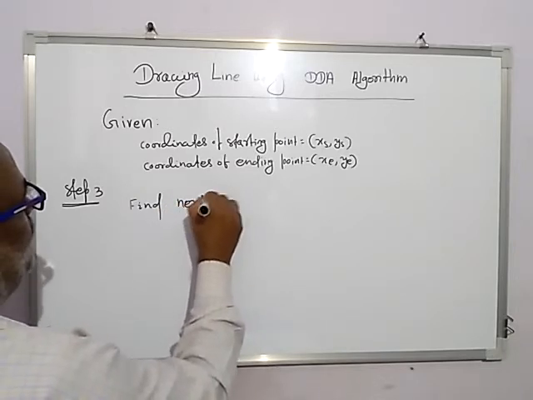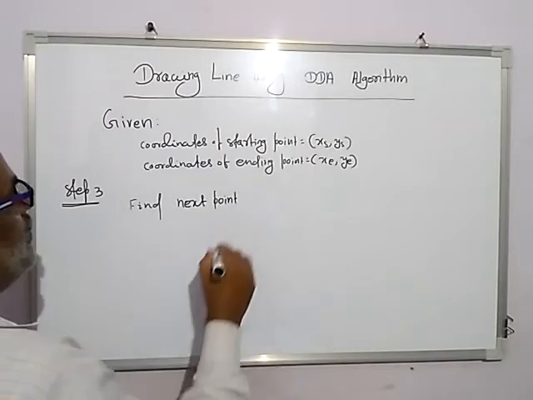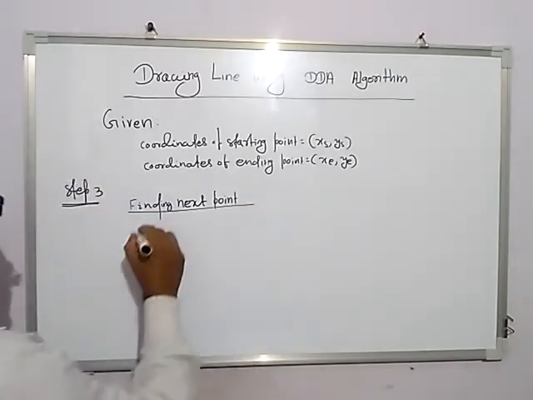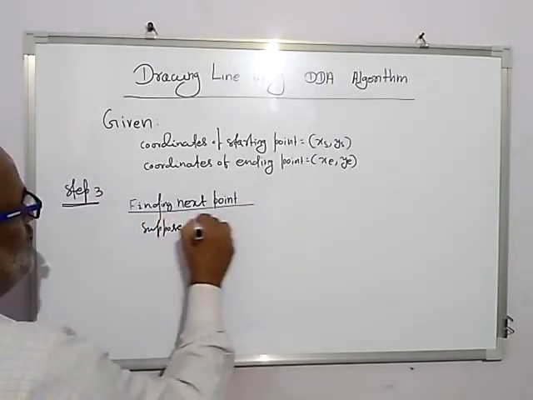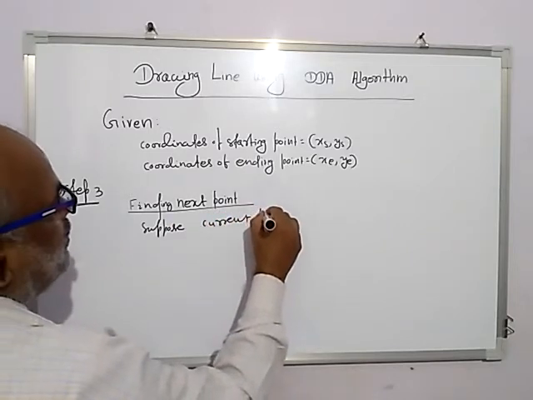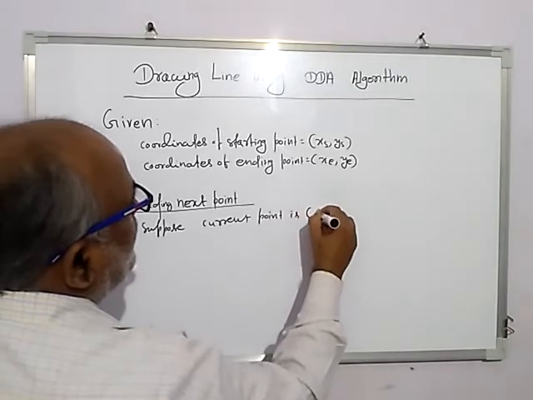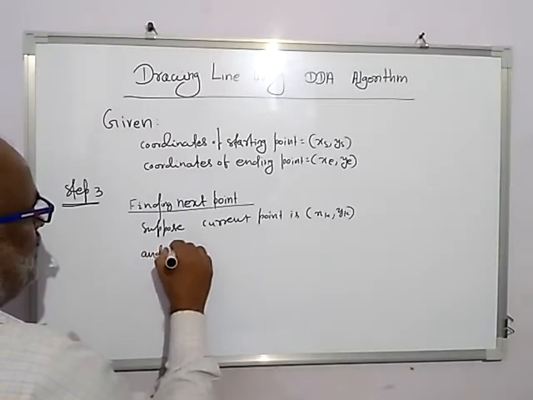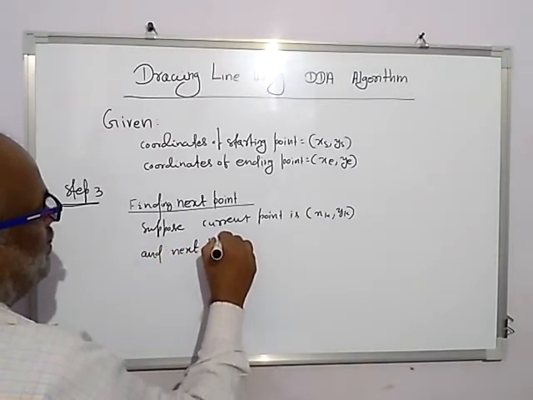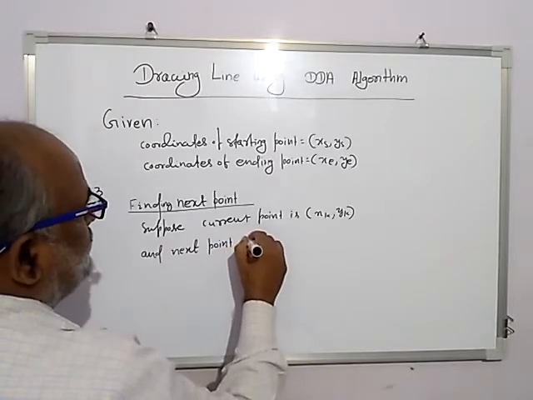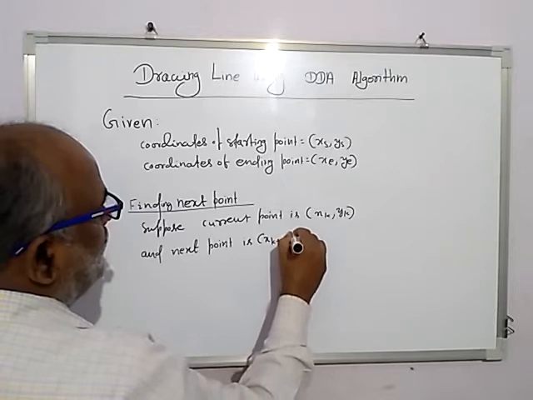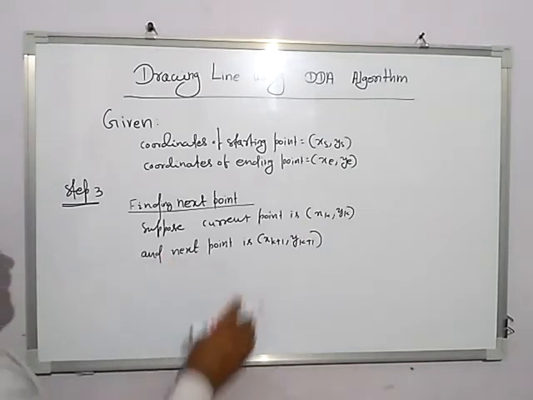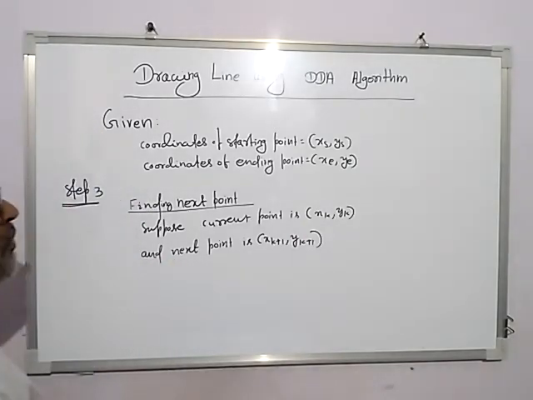Finding the next point. Suppose the current point is xk, yk, and the next point is xk plus 1, yk plus 1. Suppose the current point is xk, yk and the next point is xk plus 1, yk plus 1.